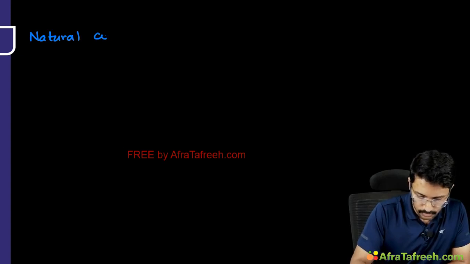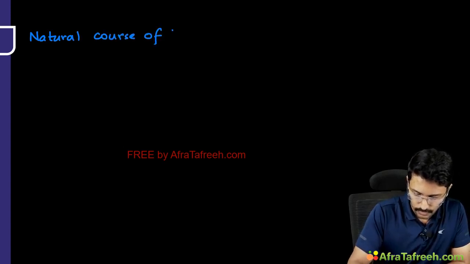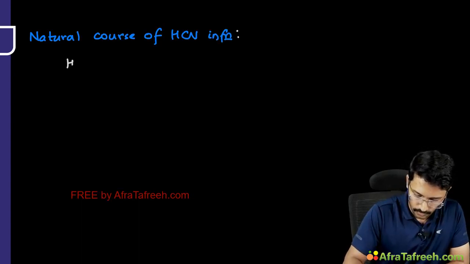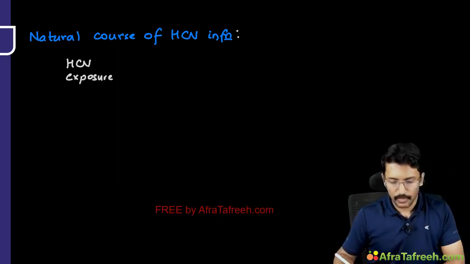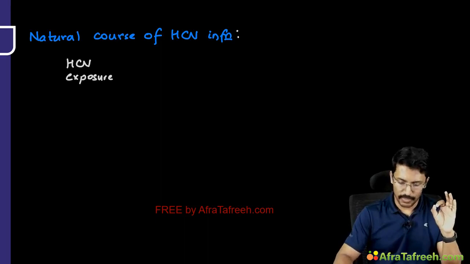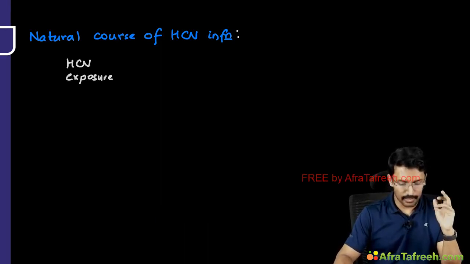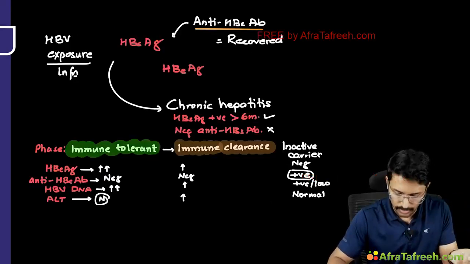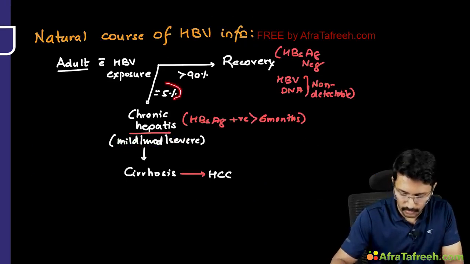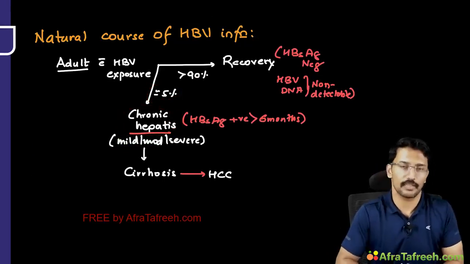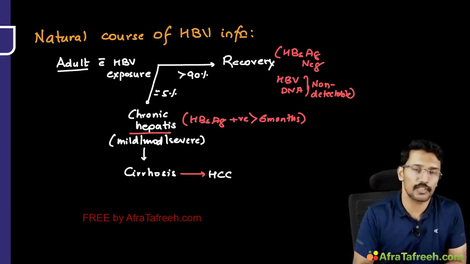Natural course of HCV infection. So when there is an HCV exposure or infection, the question is, what is the chance of chronicity? When it comes to hepatitis B in adults, what did I tell you? Age is an important determinant of chronicity, and for adults, recovery is more of a likelihood rather than chronicity. Around 5% of patients end up becoming chronic hepatitis. Most others are going to recover, with a spontaneous natural recovery because of the host immune response.